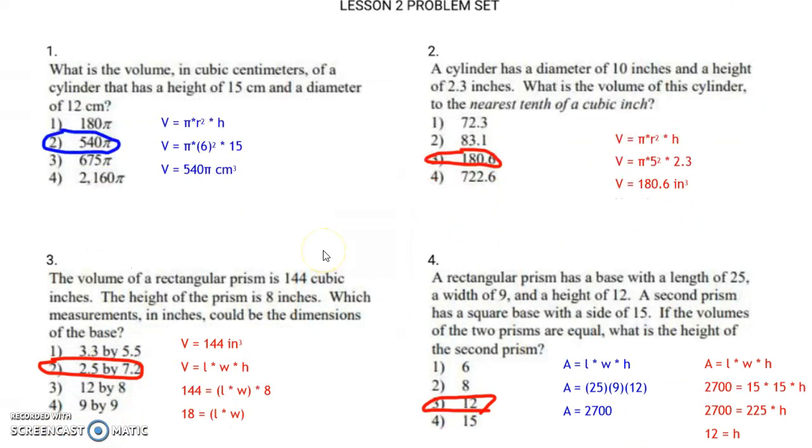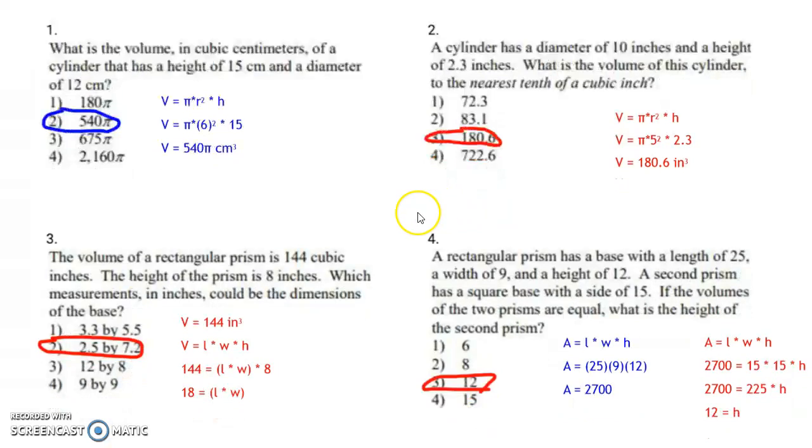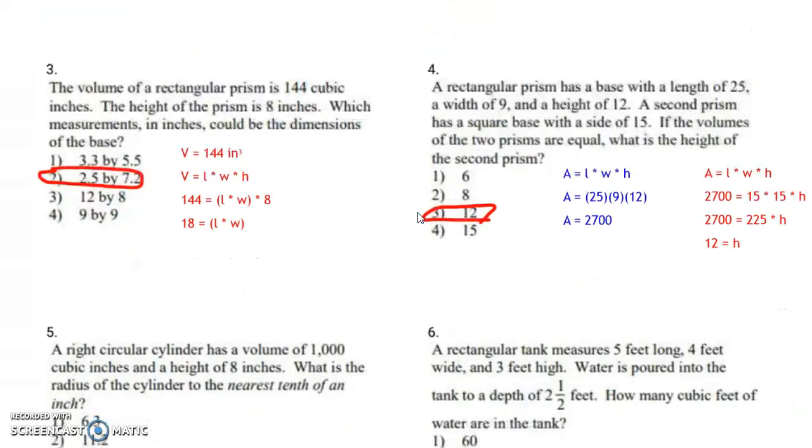On the next page, lesson 2 problem set, these are the correct answers, and in every case, we just use the correct volume formula. In this case, we're using 2 different volume formulas because we're asked if the 2 volumes are equal, which means we have to find the first volume and plug it into the second equation. What is the height? And that means we solve for the height.